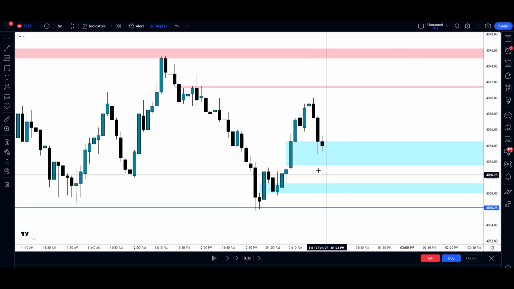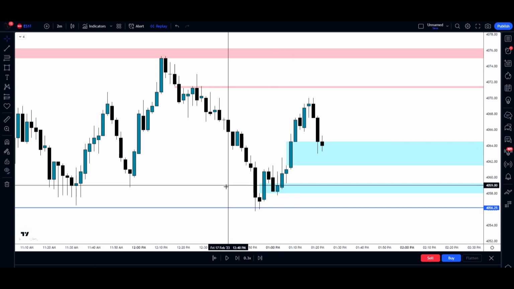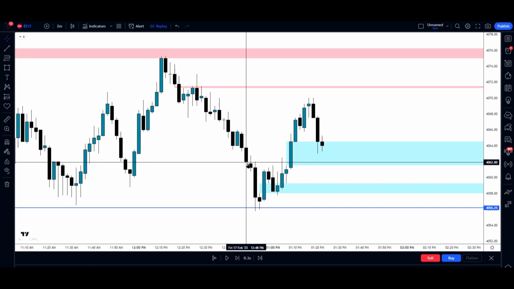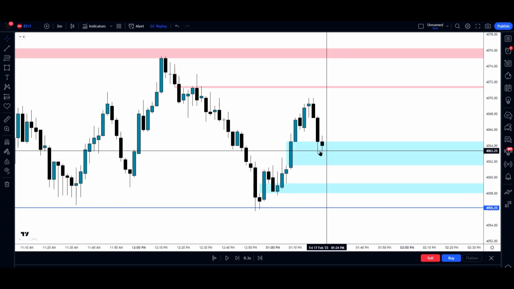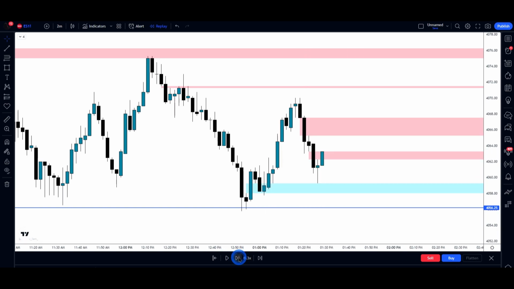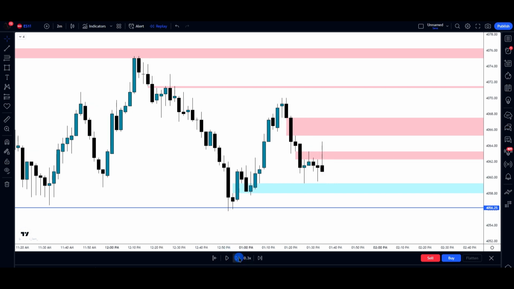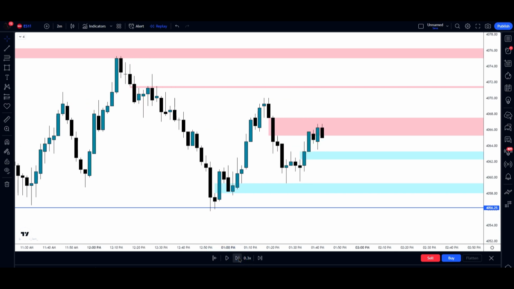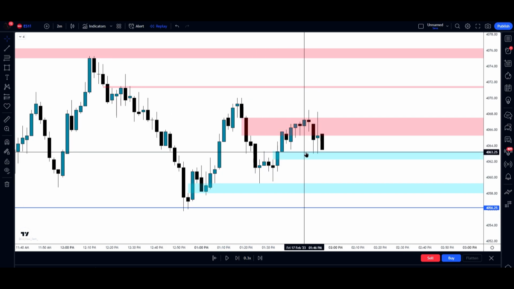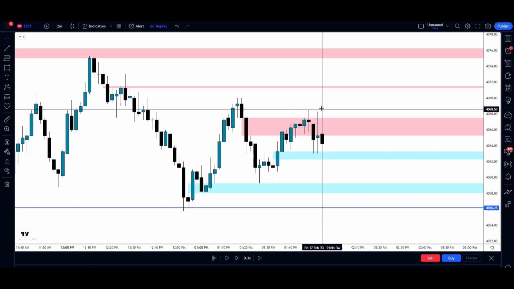So a fair value gap, I wait for the indicator I have. It's a fair value gap indicator. I wait for the indicator to paint blue, and then once that happens, I will wait for a blue one to be respected, like that. See how it went into there and then dipped up.